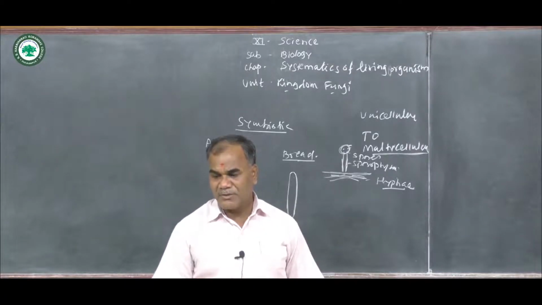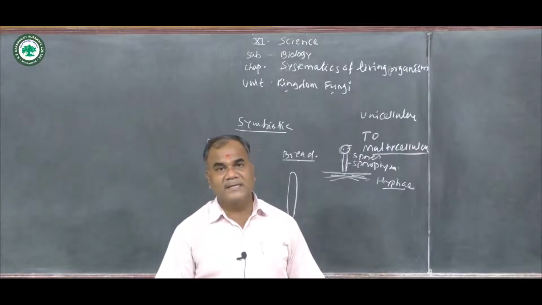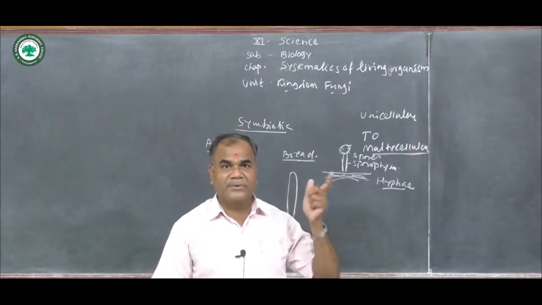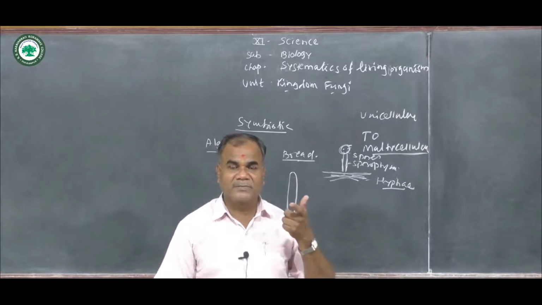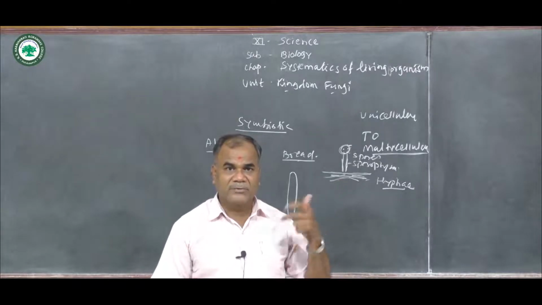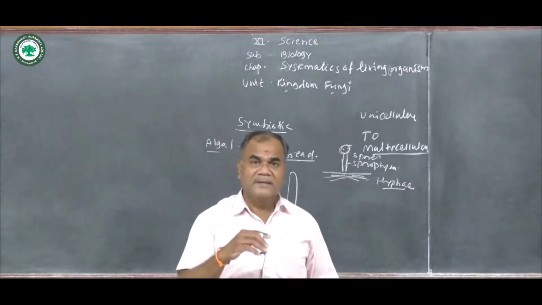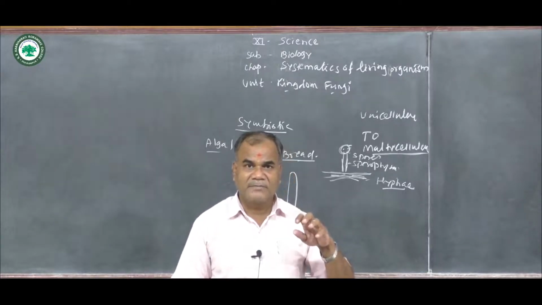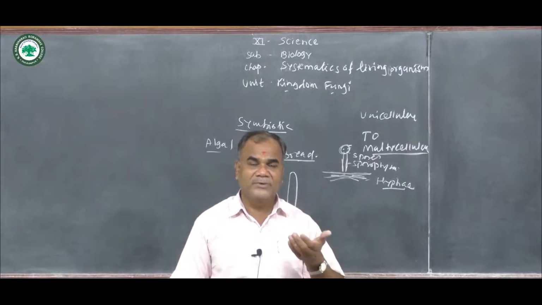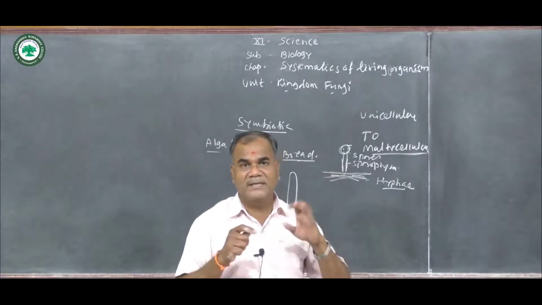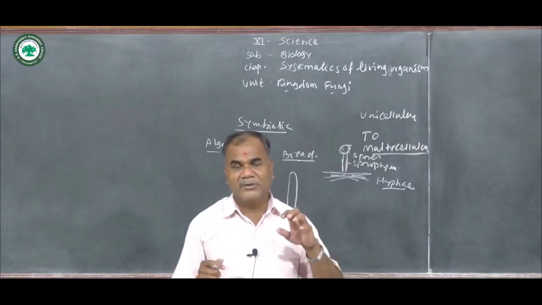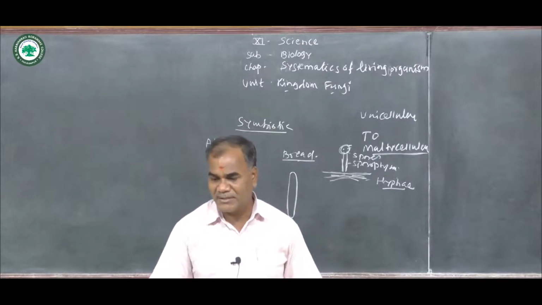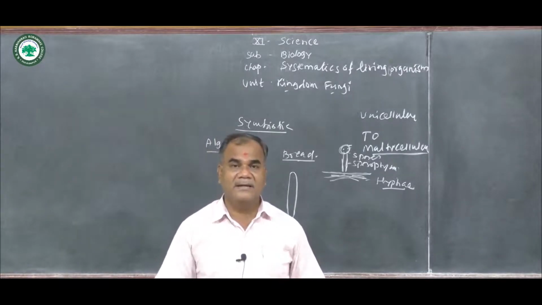Mycorrhiza can be seen in association with the roots of higher plants. In symbiotic association, fungi have the ability to absorb water from the surroundings and give protection to the algae. This absorbed water is supplied to the algae, and the algae contain chlorophyll pigment, synthesize their own food material, and this food is supplied to the fungi. So both algae and fungi, that is phycobiont and mycobiont, live together symbiotically. These are the best examples of symbiotic association of algae and fungi.